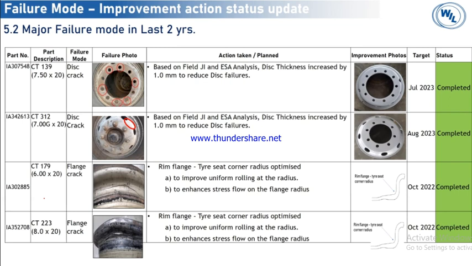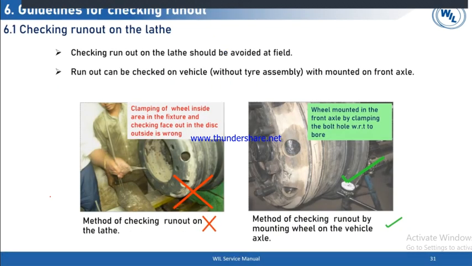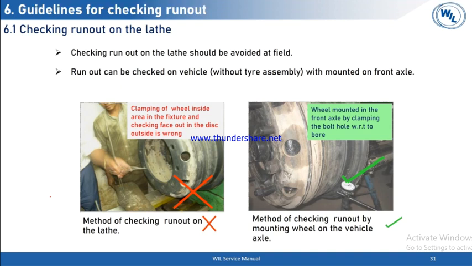Yeah, this is related to 139, that is 1.20 disc crack issue. So we have done an ESS study in that particular region where we are getting an excess number of failures. We have done a field visit and runout checking procedure in field application. Many times we are getting complaints of wheel rim wobbling, wheel rim lifting like that.